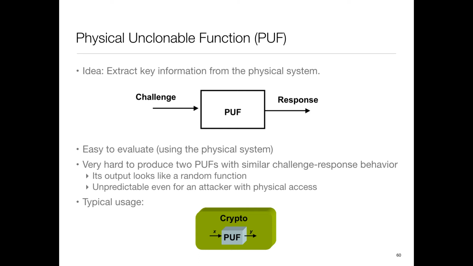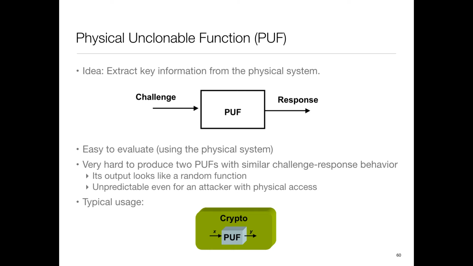Okay, and the idea is that we are going to now extract the key from the physical system itself by making use of the unique characteristics which are inherent in the physical system. So specifically, think of a PUF as a piece of hardware where I give it a challenge and it gives me a response. And so it's very easy. I'm basically going to test the system by giving it a challenge and have it run through this PUF to give me a response, and I'm going to check whether the response matches what I was expecting.